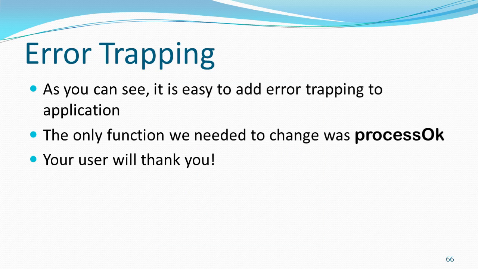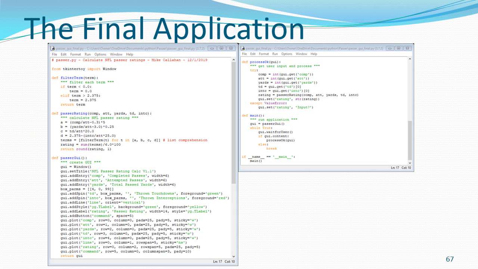So as you can see, it is pretty easy to add error trapping to any type of application. The only function we needed to change was process OK. And your user will thank you if you have good error trapping. So here's our final application. You can see we have the from tkinter import window, the definitions of filter term, passer rating, and passer GUI, and then our new process OK and main, and finally that weird code at the end that calls main.